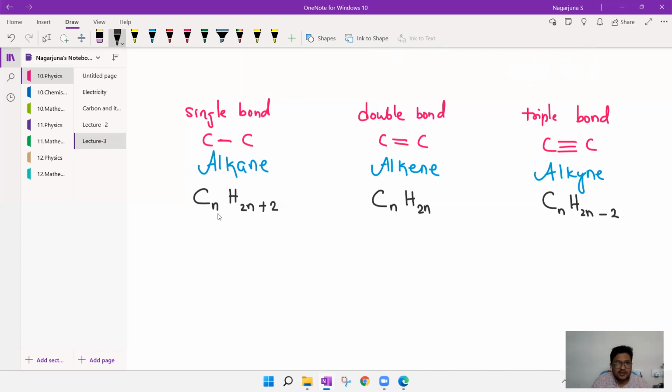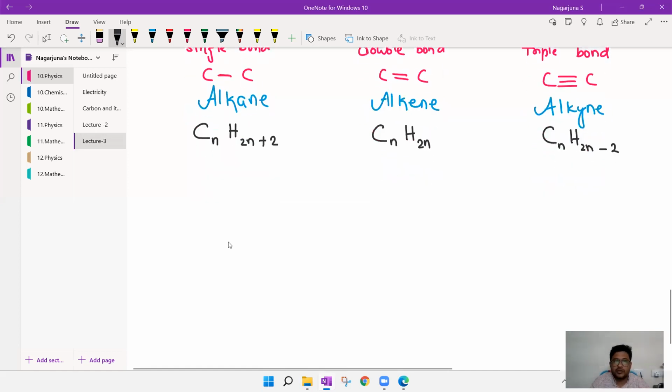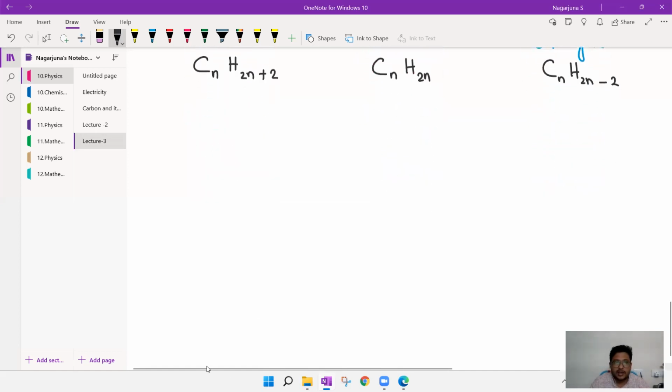Now, in place of n, we can substitute 1, 2, 3, 4, 5, 6, 7, 8, 9, 10, and so on. We can substitute numbers. If you substitute numbers, we'll get some formulas. After getting formulas, we need to name those compounds. That is the only work we have in this lecture. That's it. So we need to substitute numbers and give names for that. Now, before giving names, let me give you one chart. Try to understand the names. Okay.